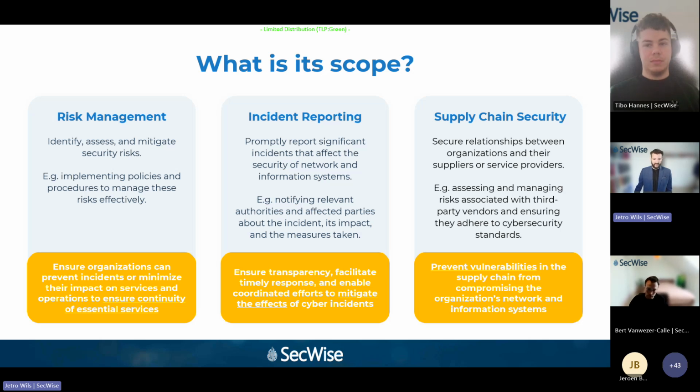Then we have incident reporting. So when an incident happens, a cyber incident, you have to communicate that to the national authorities. Now in Belgium, it's the CCB, the Cybersecurity Center Belgium. In the Netherlands, I believe the NCSC. So every country has one national authority for cybersecurity. And when an incident happens, you have to report. You have to notify them within 24 hours of detecting the incident. And then you have to do follow-up reporting 72 hours later after discovering the incident.